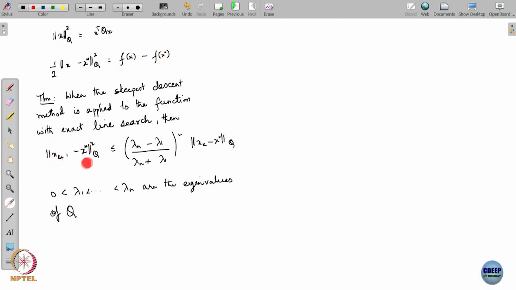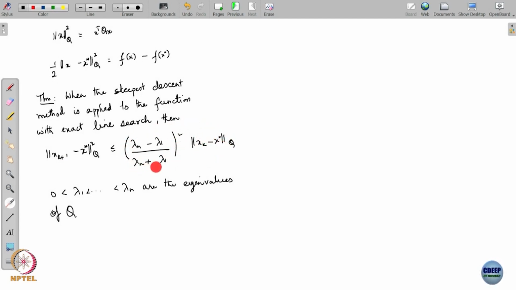So, this q naught, the difference between, effectively this term here, essentially is capturing something like an error, the departure that you have from your optimal solution. So the error at iteration k plus 1 is less than or equal to this constant times the error that you had at iteration k.